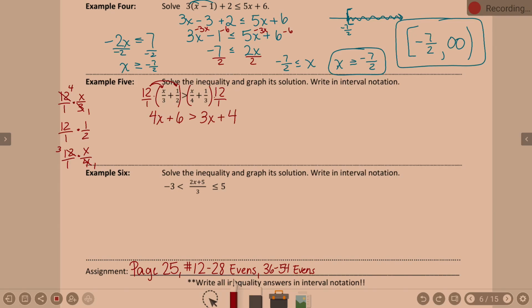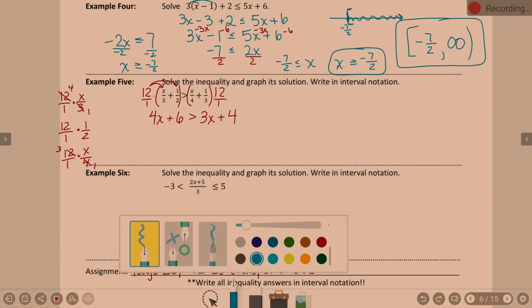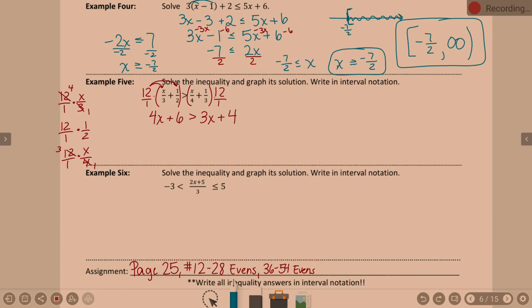Move your variables to one side, numbers to the other side. And I know I'm going kind of fast on this stuff, but it's review. We might need some reminders, but it's review. I won't always go this fast. So I subtracted 3x and subtracted 6. Is that what you guys did? Yes. x greater than negative 2?